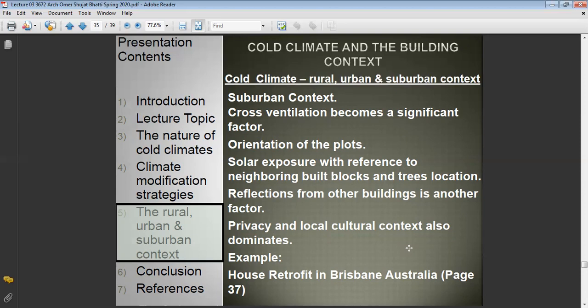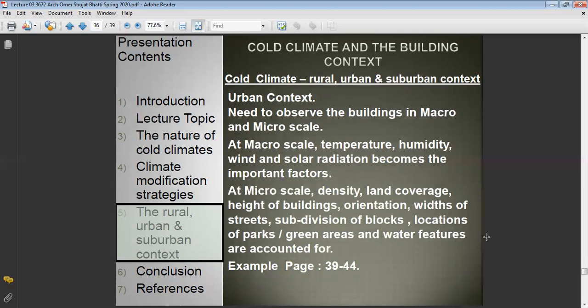Privacy and local context also dominate, so they have to be there. The example is of a house retrofit in Brisbane, Australia, page number 37 from your book.